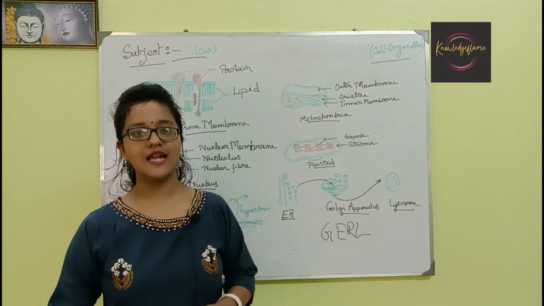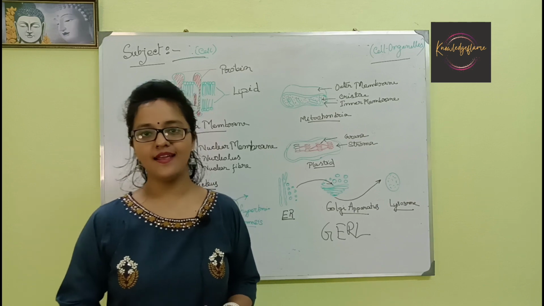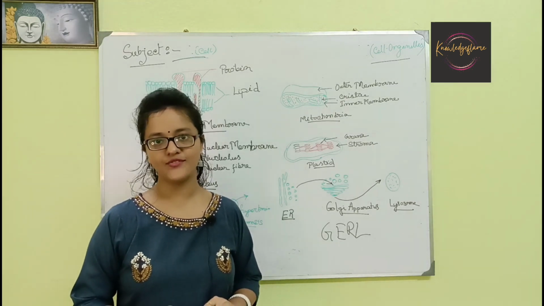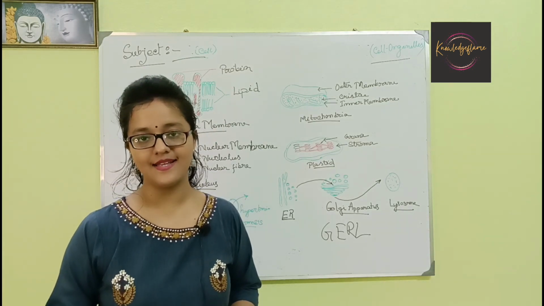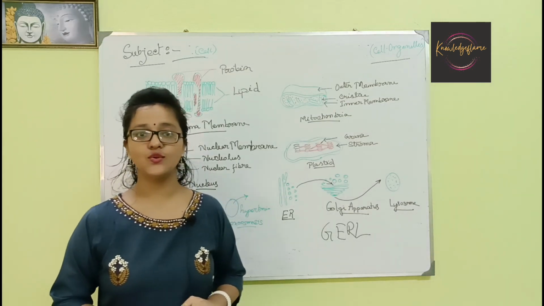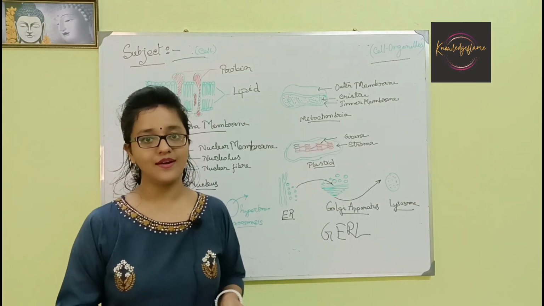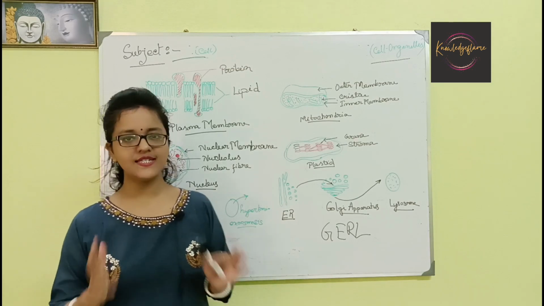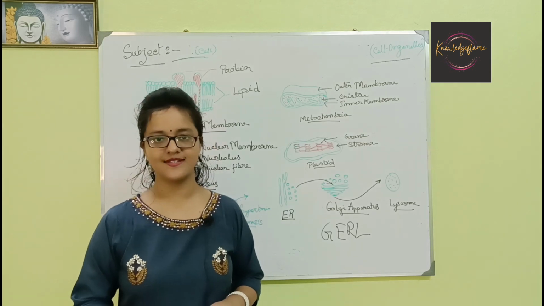First of all, I would like to draw your attention to the cell. Cell is the fundamental structural and functional unit of living organisms. The basic function of a cell is to replicate spontaneously and to transmit hereditary information from parents to offspring. A cell has different types of cell organelles to perform different types of functions.